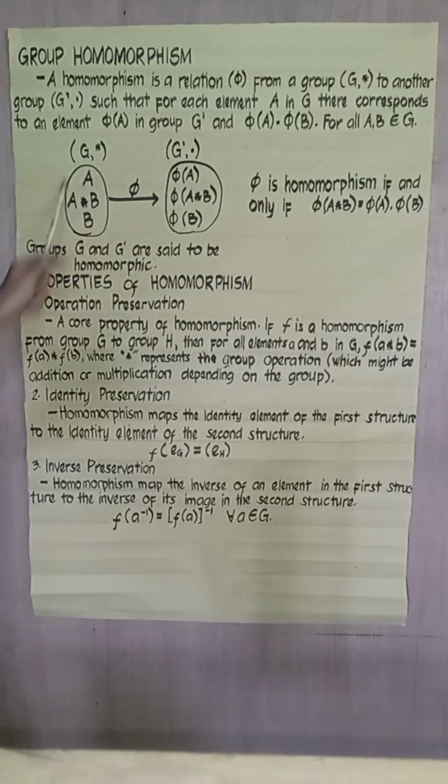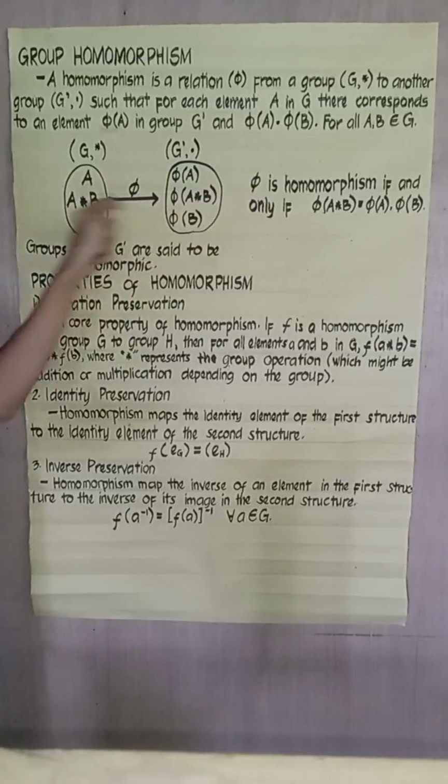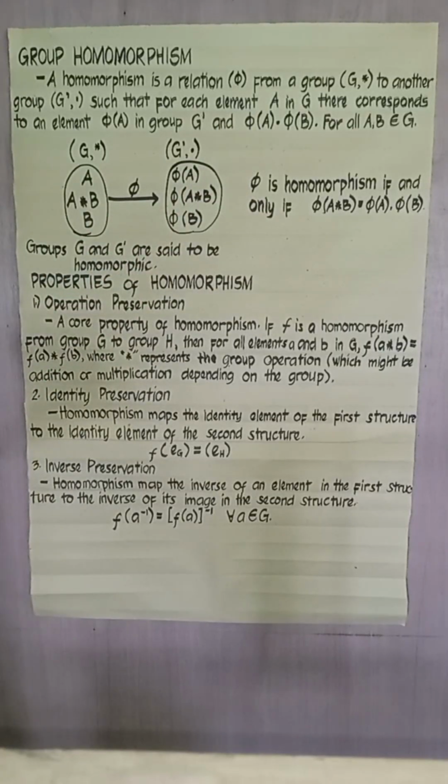Now to know if this relation is a phi, we need to satisfy this condition. We say we put A in group G, so we need to have phi A in group G prime. Now we know that G is a group. We say we put A and B in this group, so we must have A star B in the same group. Due to this condition, we must have phi B in group G prime and phi A star B in group G prime.